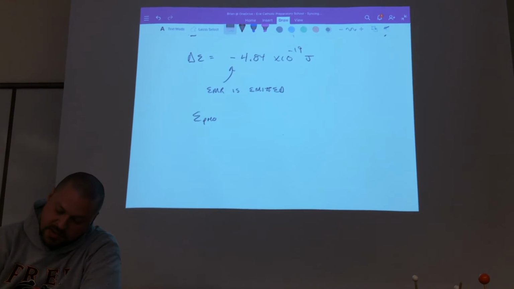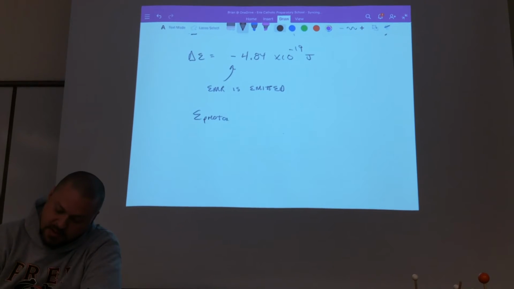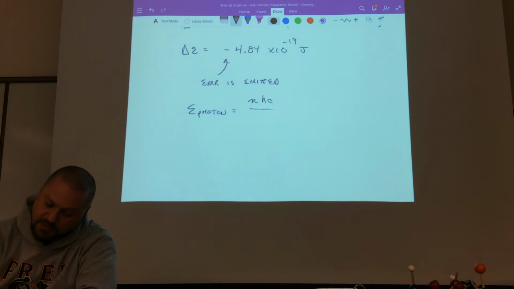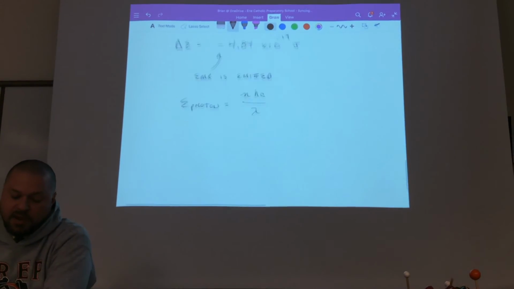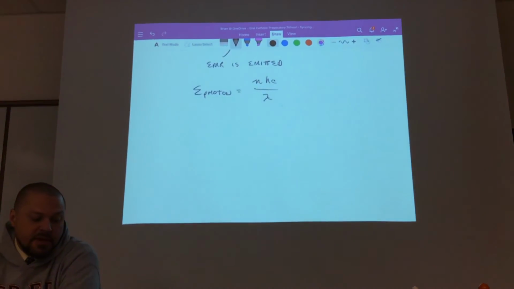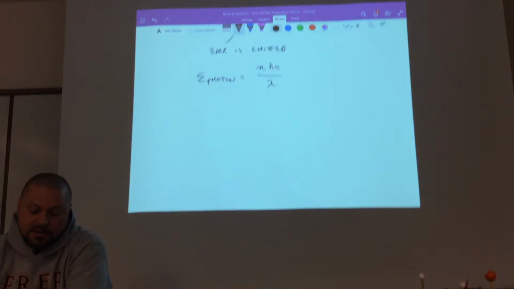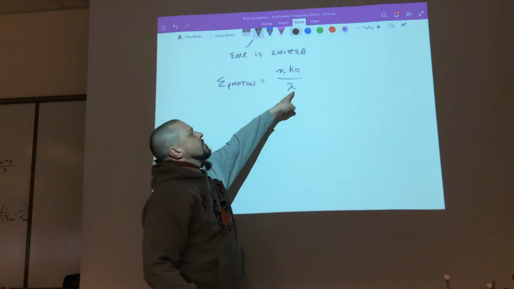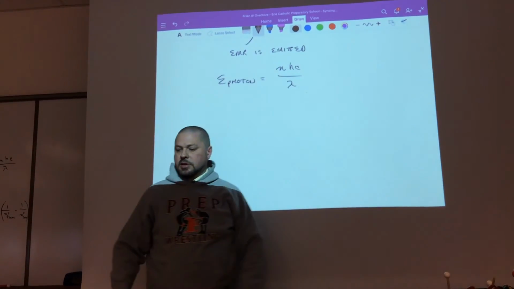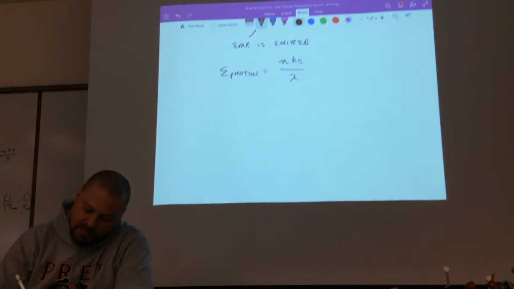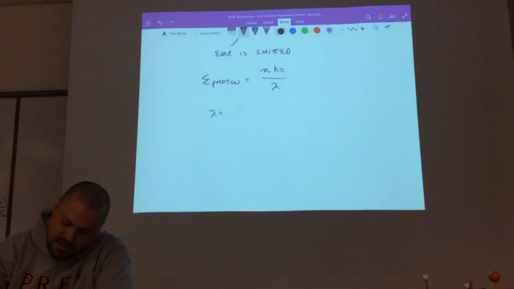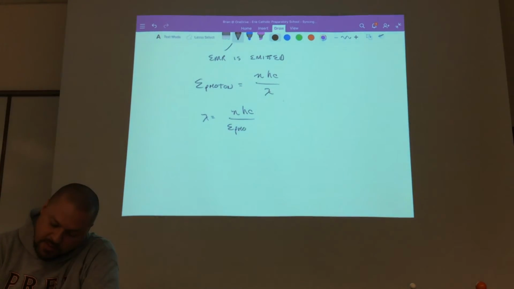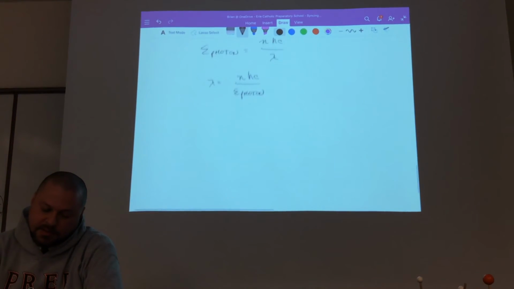Energy of a photon is equal to, well, I'm going to want to use the form nhc over lambda because I want wavelength. That's what I'm looking for. So I can rearrange this, and since everything's multiplied, can't you just swap those two terms? Okay, so I'm going to swap those, and I'm going to get lambda is equal to nhc over E of a photon, which we calculated.